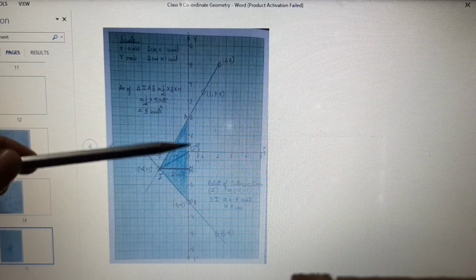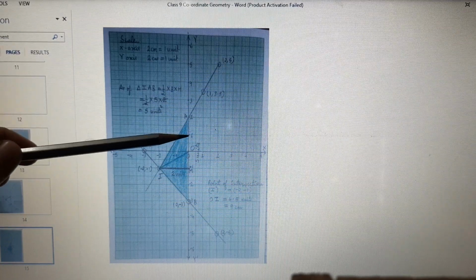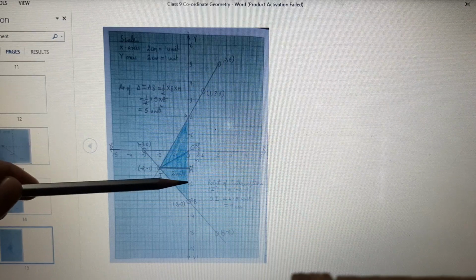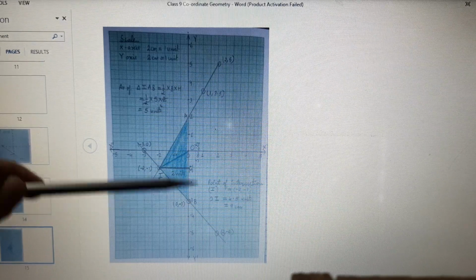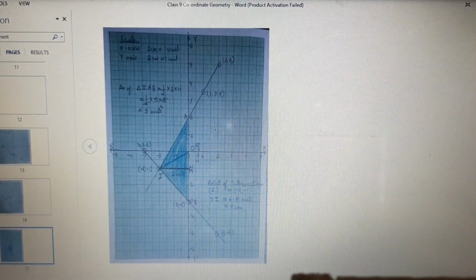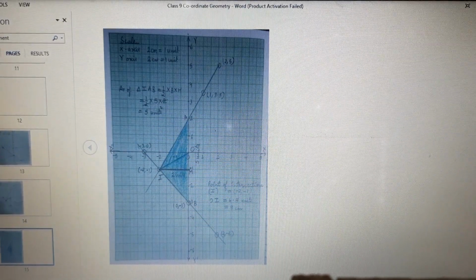It is from -2 to 1, 2 to 1, then 1 to 0, then 0 to -1, then -1 to -2, then -2 to -3. It means 1, 2, 3, 4 and 5 units. 5 units is the base.